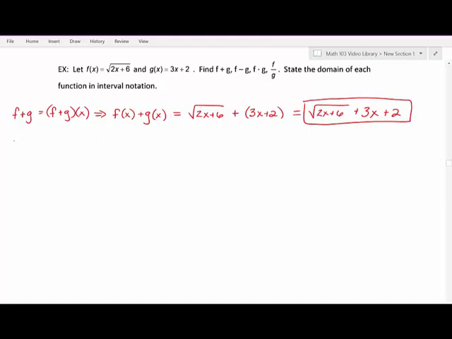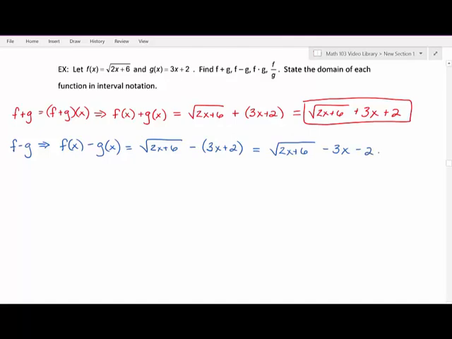On to our difference function. F minus g. Well, this is the same as f of x minus g of x. So we'll take our f of x, square root of 2x plus 6, and we want to subtract this whole thing, g of x, which is 3x plus 2. In order to drop the parentheses, because we have subtraction in front, we need to distribute that negative. We get the square root of 2x plus 6 minus 3x minus 2. We look to see if there are any like terms to combine. There are not. So here is our difference function.